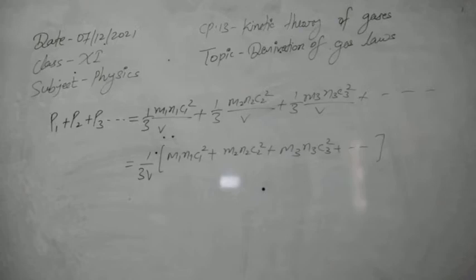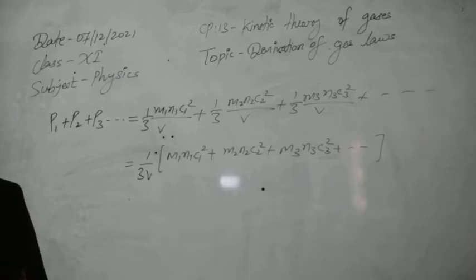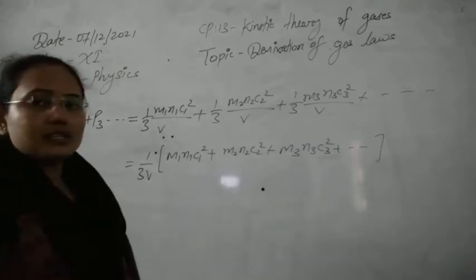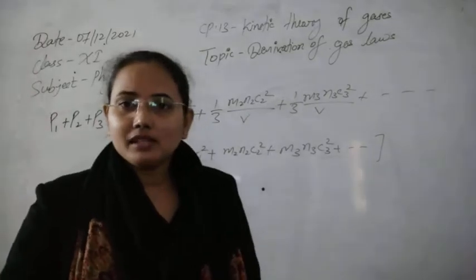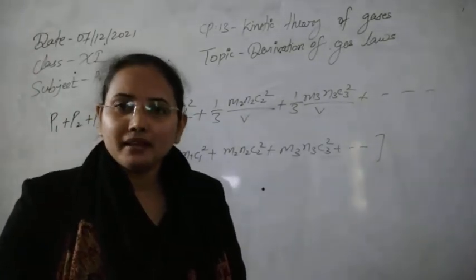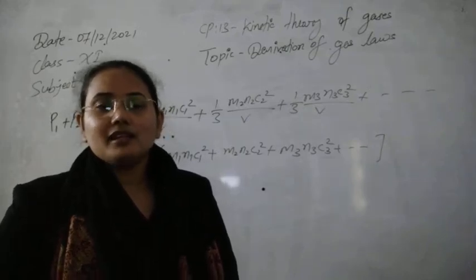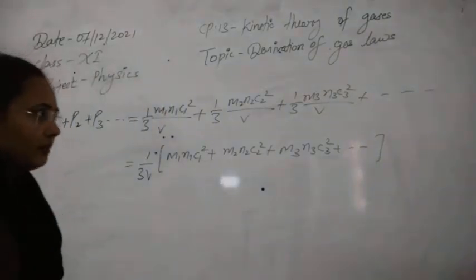Now, as the temperature of all the gases in the mixture is the same, their average kinetic energy per molecule of the different gases will be the same. As we saw in the kinetic interpretation of gases in the last class, the average kinetic energy depends on temperature. So whenever the temperature is constant, the average kinetic energy will also be constant. Each molecule will have the same average kinetic energy at the same temperature.